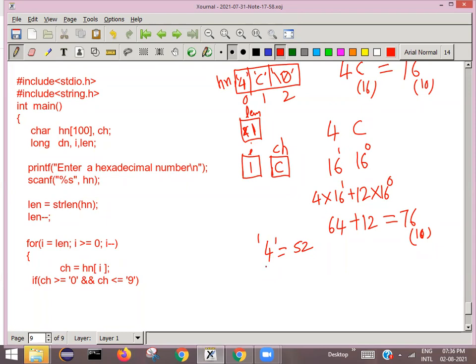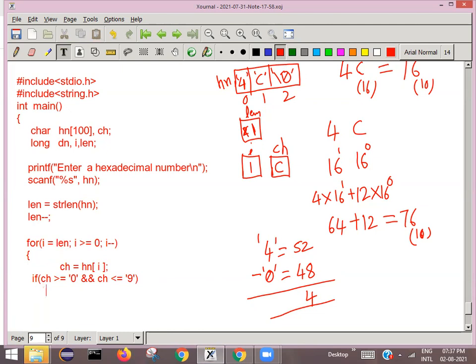So I want to get the number 4 here so that I can multiply with the 16 powers. How can I get this? If I subtract character 0 from this, character 0's ASCII value is 48. If I subtract, then I get the result as 4, which is nothing but the number. So now we need to get this here. If ch is a number between 0 to 9, you convert that into a number. How can I convert that into a number?